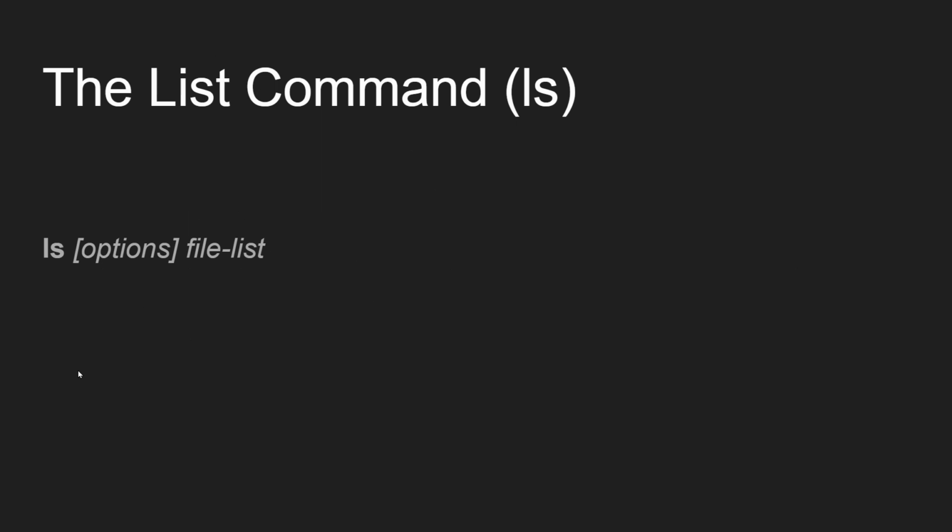Let's get to it. The list command displays the contents within a directory and by default ignores hidden files. Let's examine the syntax of the list command. First, we have the ls command itself. Following that, we have options. Options can be passed to the list command to modify its behavior, such as allowing the list command to display hidden files, list access permissions, or list the contents of files recursively. The file list argument is a list of one or more files or directories whose contents we want to display.